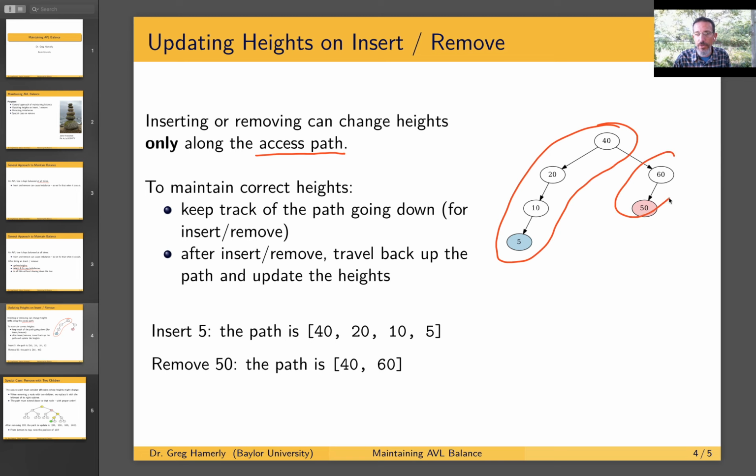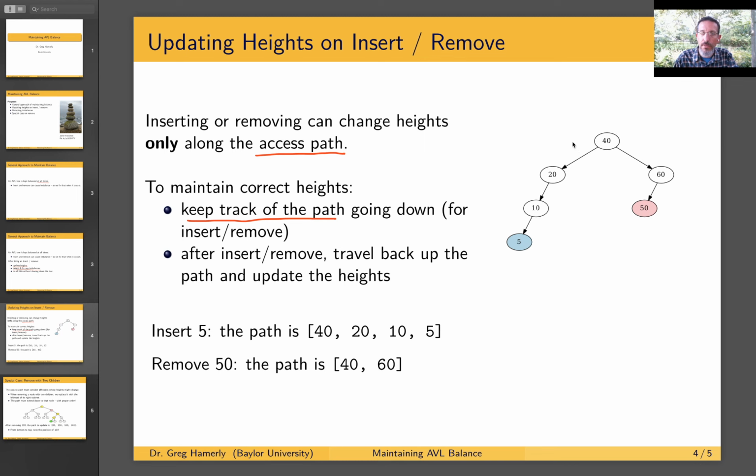But none of these nodes could have had their heights updated because the 5 didn't impact that node or that path at all. So if you have a gigantic tree, only the nodes along the access path for your insert or remove can be affected in terms of their heights. And so what we have to do is keep track of the path as we're going down.